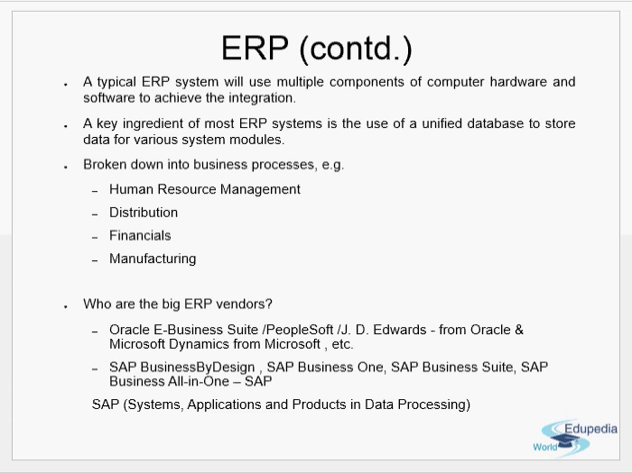We have Oracle E-Business Suite, PeopleSoft, JD Edwards from Oracle. We have Microsoft Dynamics from Microsoft. Similarly, we have n number of ERP software systems. SAP Business ByDesign, SAP Business One, SAP Business Suite, SAP Business All-in-One. These are the products from SAP. And SAP stands for Systems, Applications and Products in Data Processing.